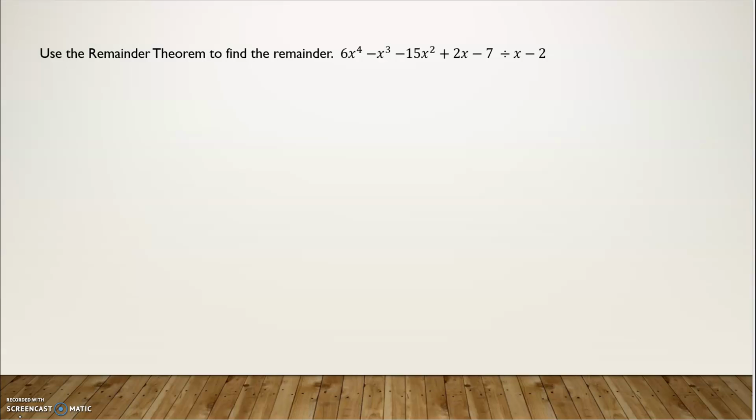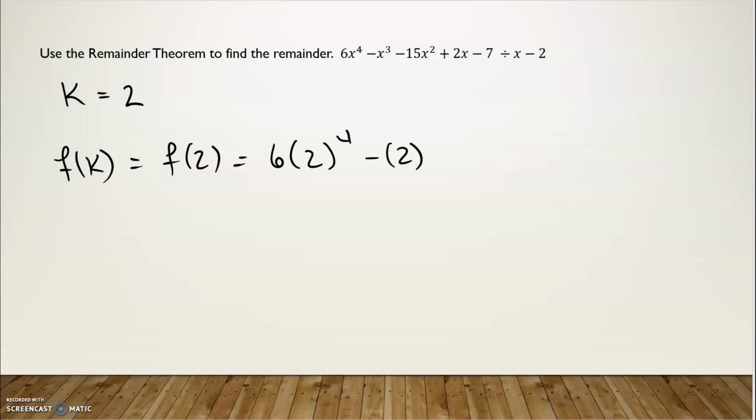So looking at this one, use the remainder theorem to find the remainder. This polynomial is being divided by this one right here, and this fits the format, x and then a number. It could be x plus 2, and we'll get into that in a minute. I have another example with x plus 3. So our k here is just 2. So I'm going to look for f of 2, because k is 2, and I'm just going to plug that into that polynomial.